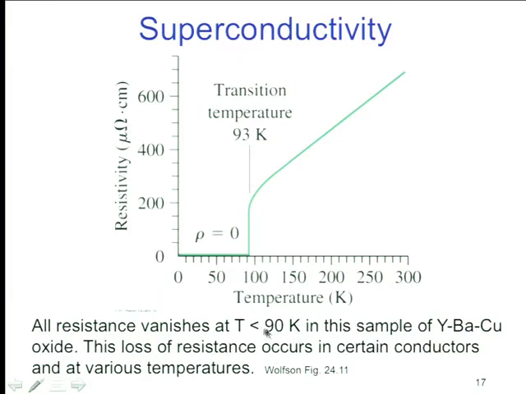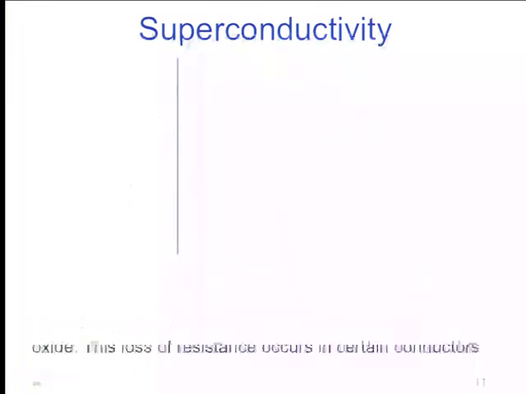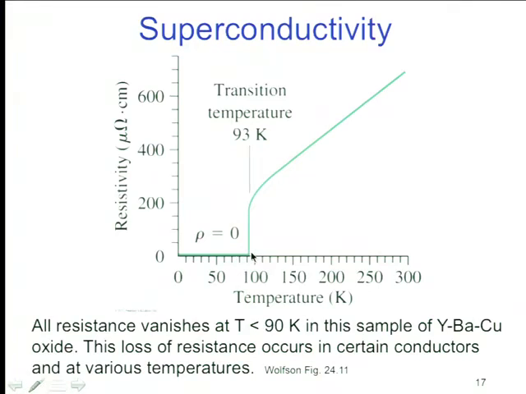And around 1986, some people discovered materials which would do this at a reasonably high temperature. This is in degrees Kelvin. You remember that liquid nitrogen is around here, 77 Kelvin. So this material, if you put it in liquid nitrogen, would have zero resistance. And that's, of course, a lot of excitement as a possibility of making materials like transmission lines.